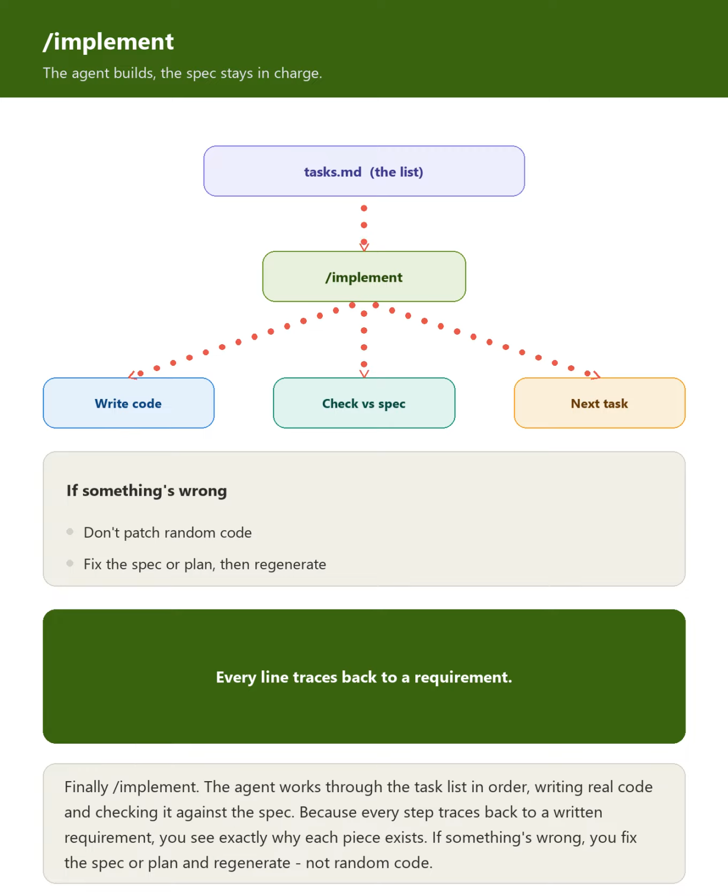Finally you run /implement. The agent works through the task list in order, writing real code for each item and checking it against the spec. Because every step traces back to a written requirement, you can see exactly why each piece of code exists. If something is wrong, you do not patch random code. You go back, fix the spec or the plan, and regenerate. The document stays the single source of truth throughout.